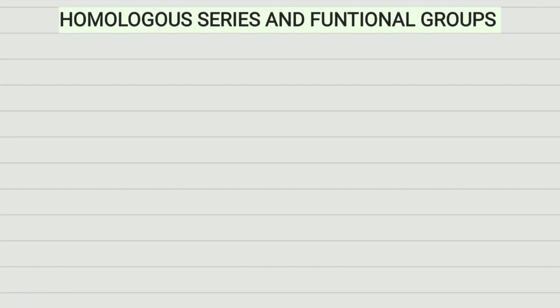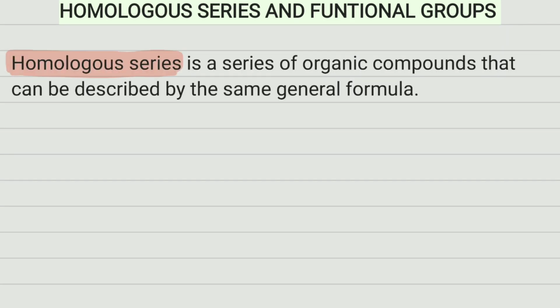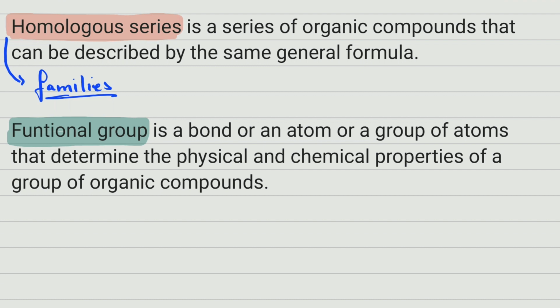Let's therefore start writing the definition of homologous series here. What is the definition of homologous series? It is a series of organic compounds that can be described by the same general formula. I think of a homologous series like different families. Those families are going to be named just now. Now, what is the functional group? A functional group is a bond, an atom or a group of atoms that determine the physical and chemical properties of the group of organic compounds.